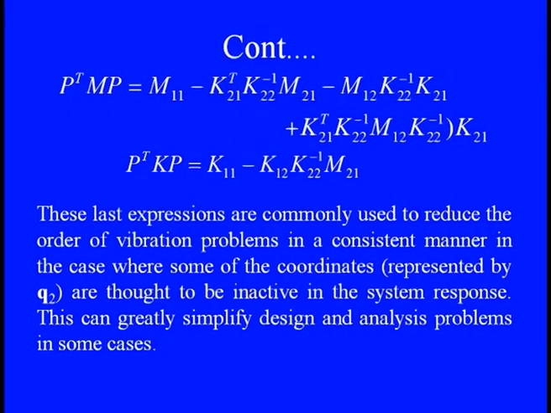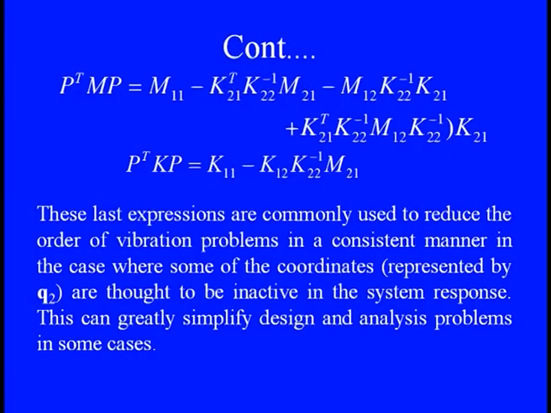Now we can calculate P transpose times the mass matrix times P. We have a clear feature here: P transpose M P gives the variation in the mass matrix and the stiffness matrix in such a way that it equals M11 minus K21 transpose K22 inverse M21, again M11 being the first element, minus the transpose of K21, inverse of K22 and mass matrix M21, minus M12. So there is a symmetry now in terms of M12 coming in.